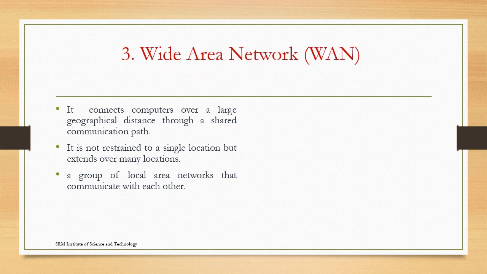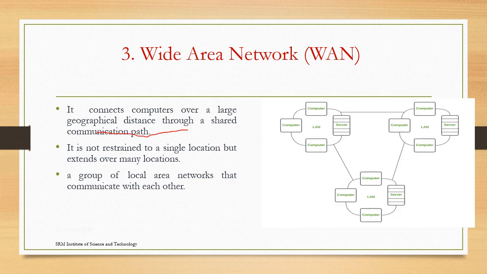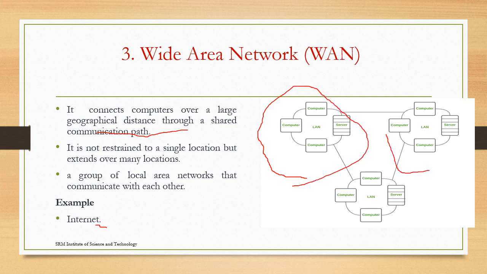And the third thing is wide area network. Here we can connect over a large geographical distance. Okay, here you can see the example. In the previous cases we were connecting locally, but here we are connecting networks globally. You can take the example of the internet. In the internet, many LANs, or local area networks, are connected. The combination of different types of LAN is called wide area network.